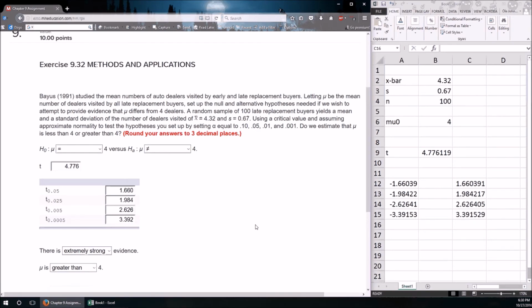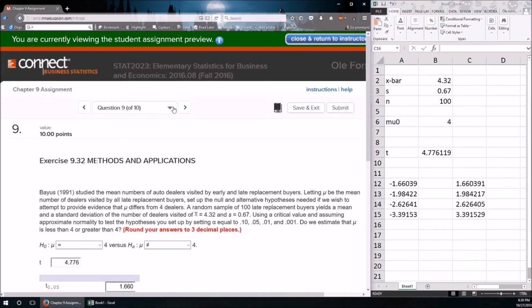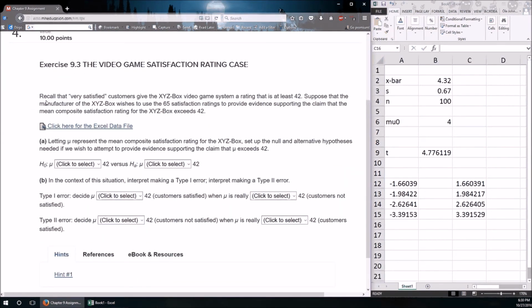That's the first one I wanted to go through. I also want to look at the one that deals with the two types of error rates. There we go, 9.3. So we're going to recall our very satisfied customers, etc. Wishes to use 65 to provide evidence supporting the claim that the mean exceeds 42. In other words, mu is greater than 42.